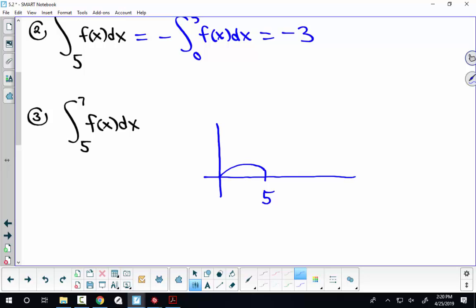From 0 to 5, we know is 3. But then we also know that the integral from 0 to 7 is negative 10. So what that means is if I go from 0 to 7, I'm accumulating from 0 to 5 and then on to 7, but I get a negative 10. So that tells me that there's more area below the x-axis if I go from 0 to 7, because I get negative 10. The net area there is negative.